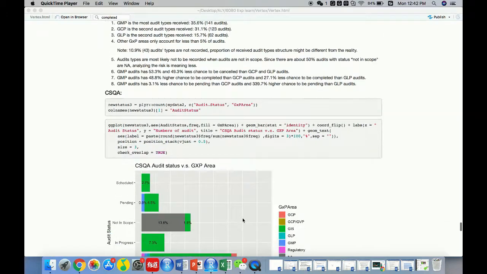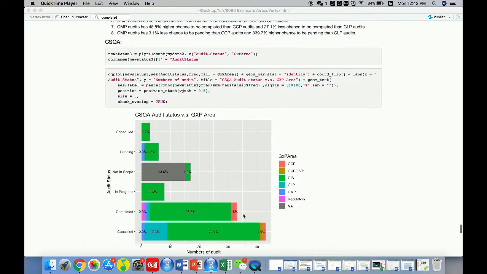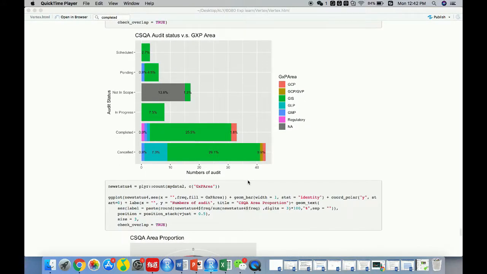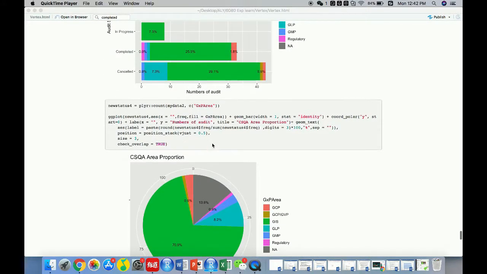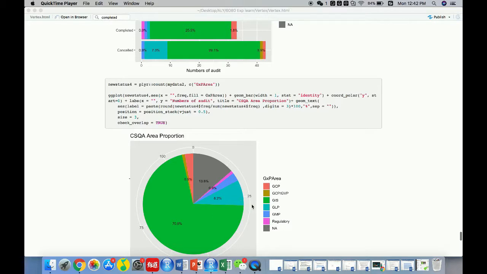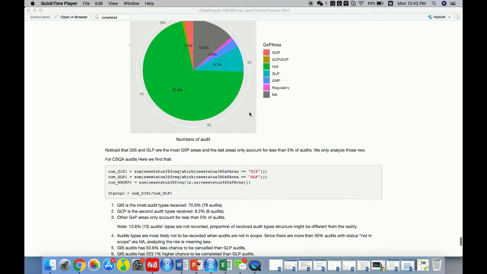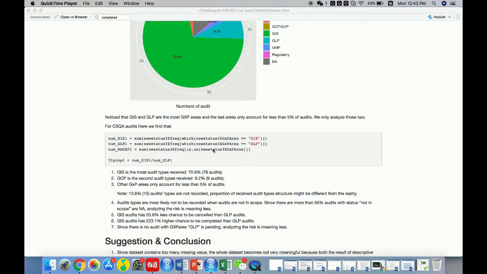Next, for the CSQA audits, we can say most of them are GIS and GLP, and others also contain less than 5% of audits. So we're going to analyze the relationship between GIS and GLP. The result shows that GIS audits have less chance to be cancelled, but a much higher chance to be completed. So I would say GIS audits are much better than GLP audits.